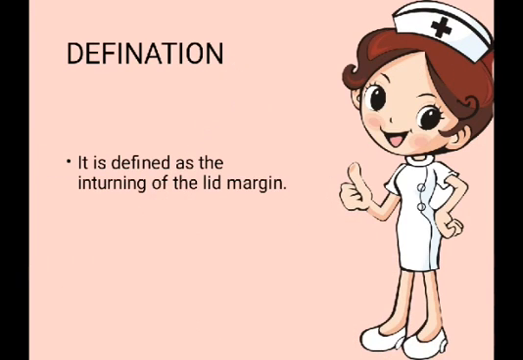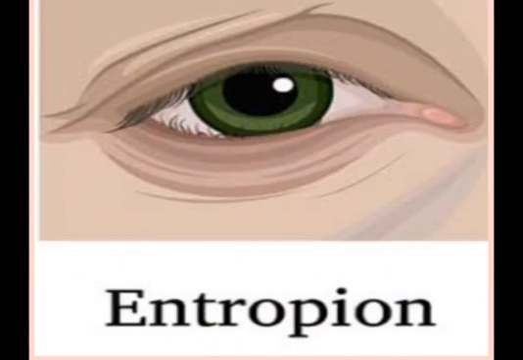It is defined as the inturning of the lid margin. Let us understand with the help of a diagram. This is the lid margin and these are the eyelashes. So in entropion, the lid margin gets inturned. Due to its inturning, the eyelashes also get inturned towards the cornea and conjunctiva.